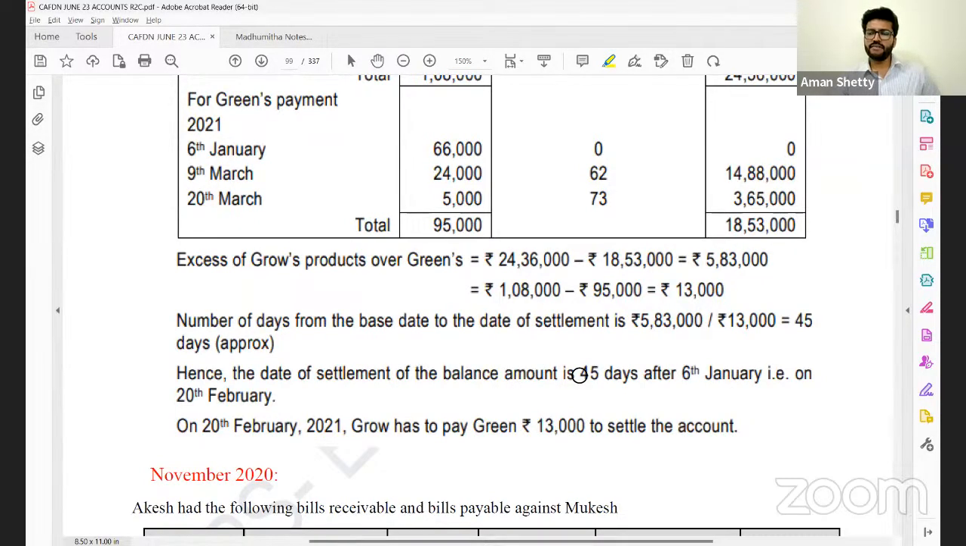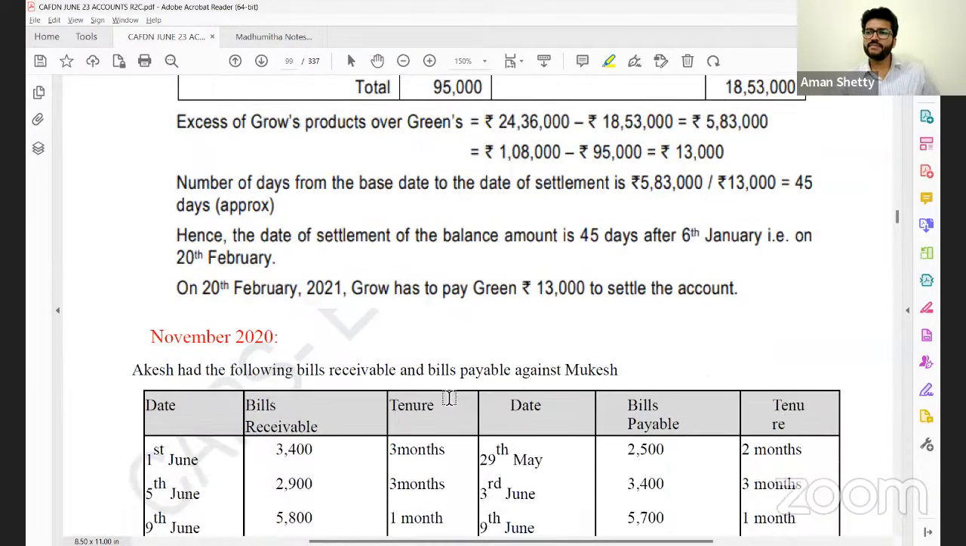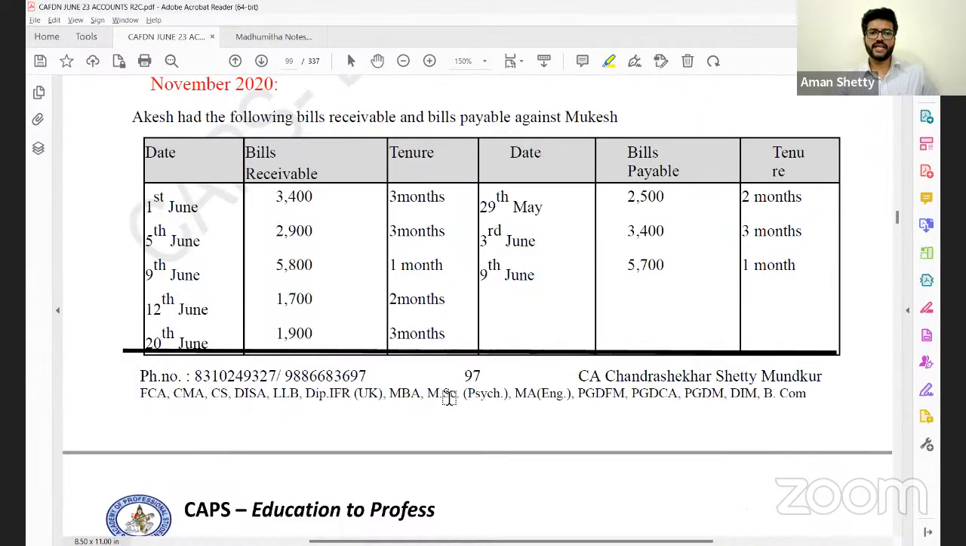Yes. Everybody understood this problem? Obviously, you have to solve it. Okay. But did you understand? Anyone has any doubts in this? Simple? No, sir. Okay. Next.